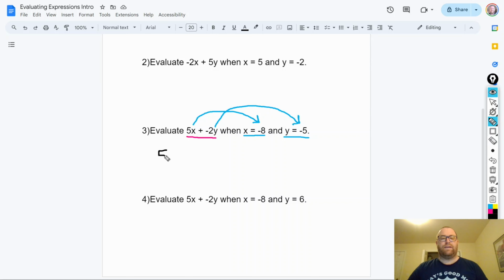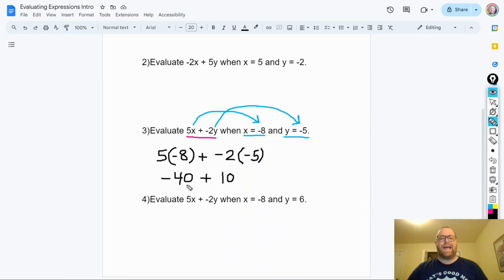So we're going to do 5 times negative 8 plus negative 2 times negative 5. And 5 times negative 8, we have a positive times a negative. We're going to get a negative 40 plus, then we're doing a negative times a negative. So negative 2 times negative 5 is positive 10.